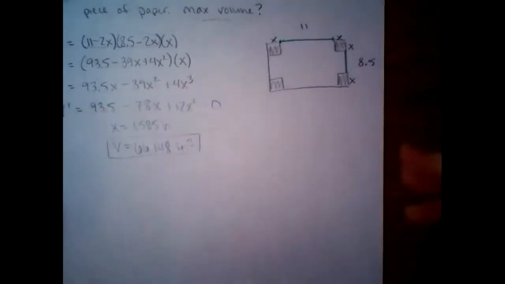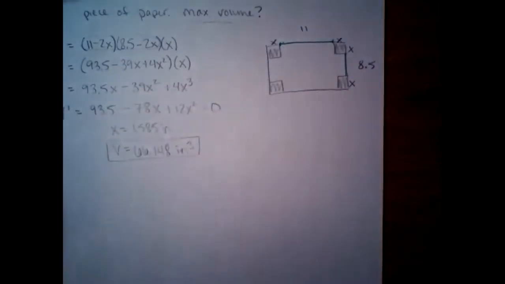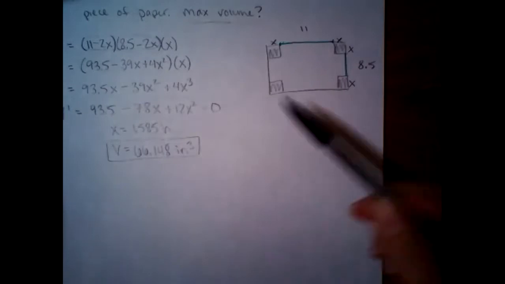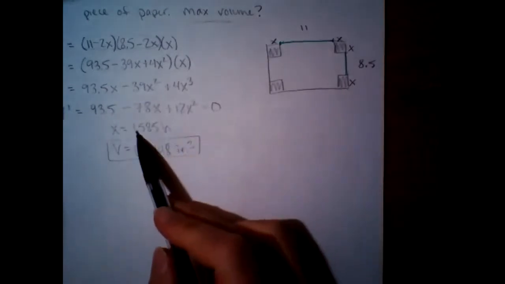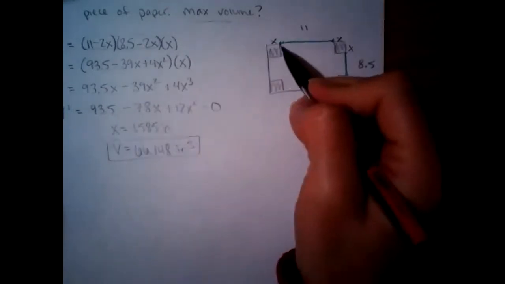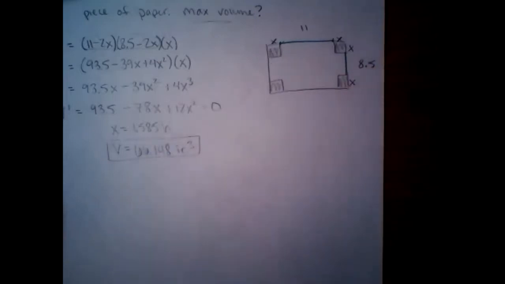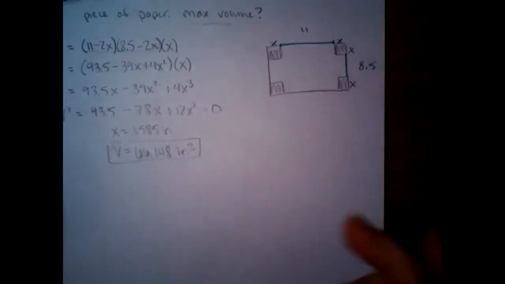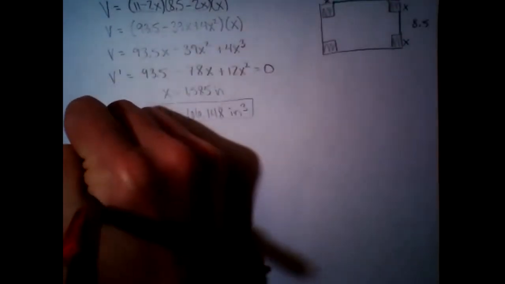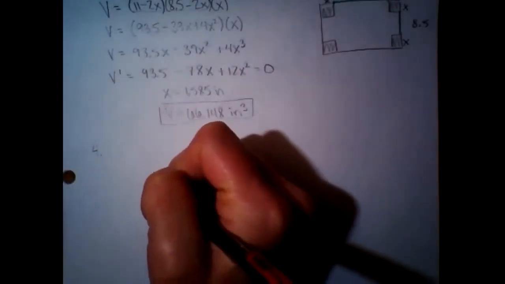If you had an 8.5 by 11 piece of paper, if you wanted the largest volume box, you would cut roughly 1.5 inches out of each side, and this would be the biggest volume that you could get. That feels like a lot of volume just from a little piece of paper. So I think that's cool. All right, I just want to do one more. This will be the last one here.